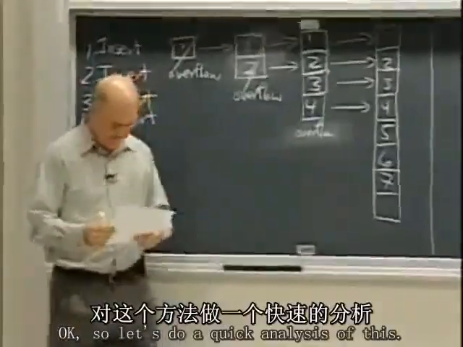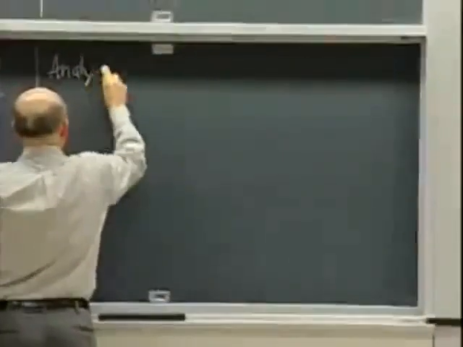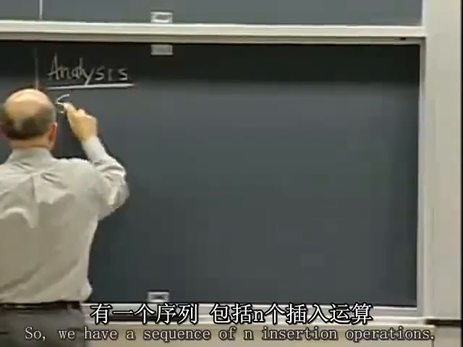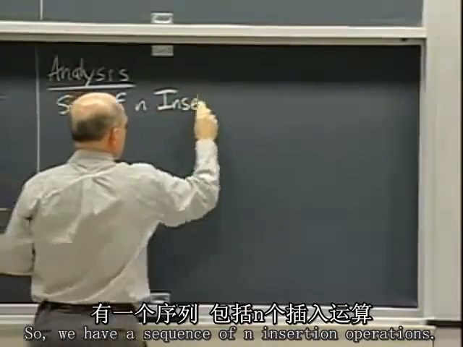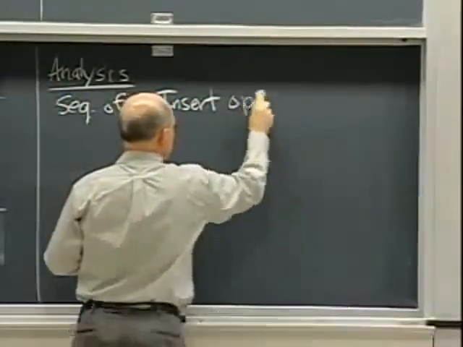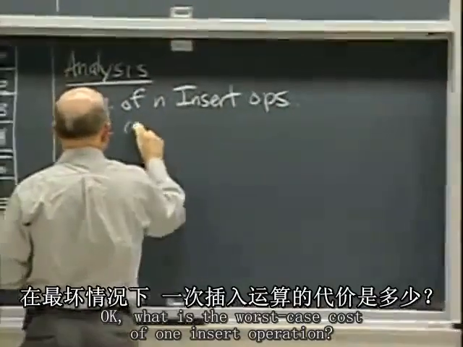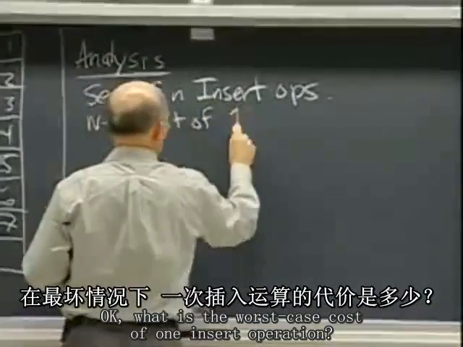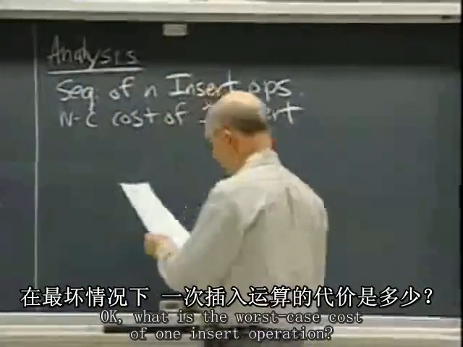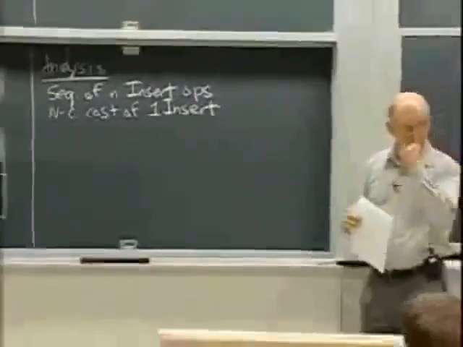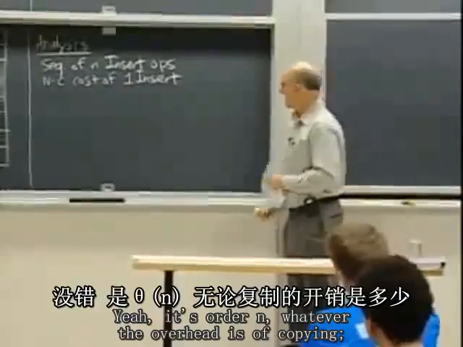Okay? So let's do a quick analysis of this. We have a sequence of n insertion operations. What is the worst case cost of one insert operation? What's the worst case for any one of these? Yeah, it's order n.